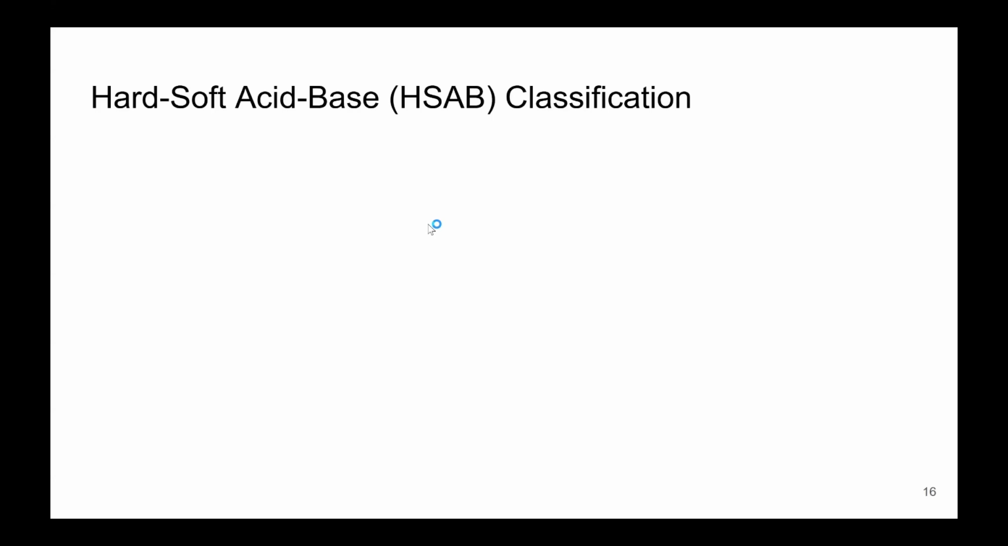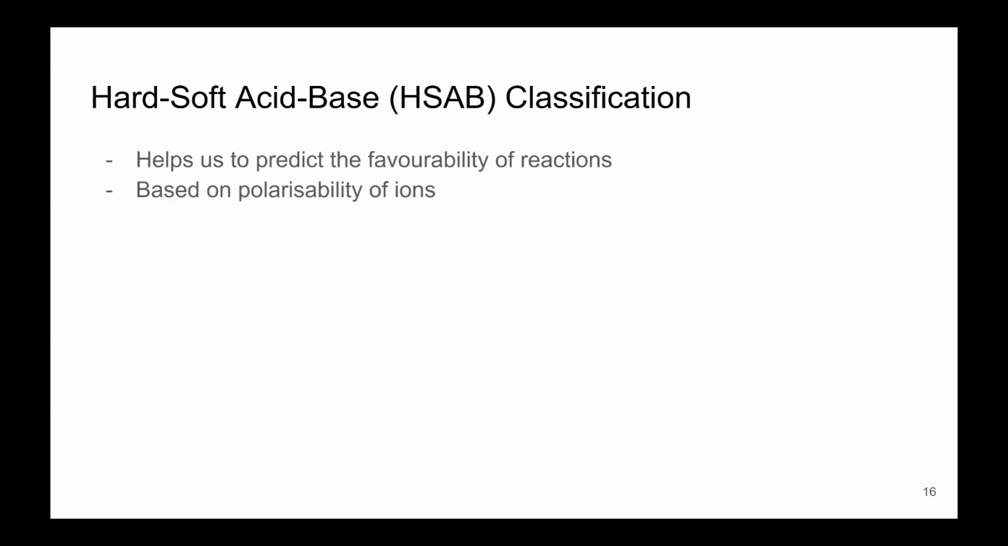So, the last thing that I'm going to address here is the hard soft acid base classification, the HSAB principle. It actually helps us predict the favorability of reactions based on the polarizability of ions. So this whole classification is based on polarizability. So what does polarizability mean? Well, in HSAB terms, when you have lower polarizability, your acid or base will be harder, and vice versa.